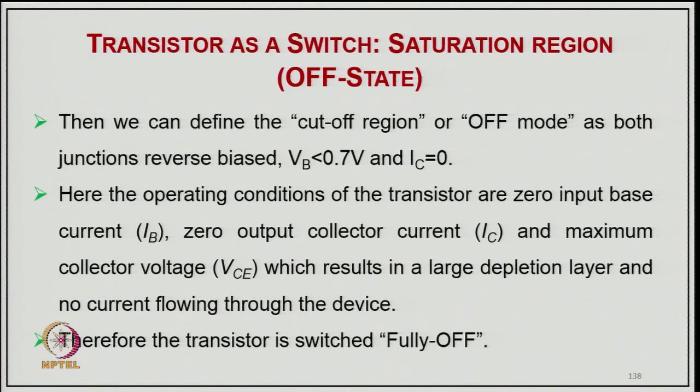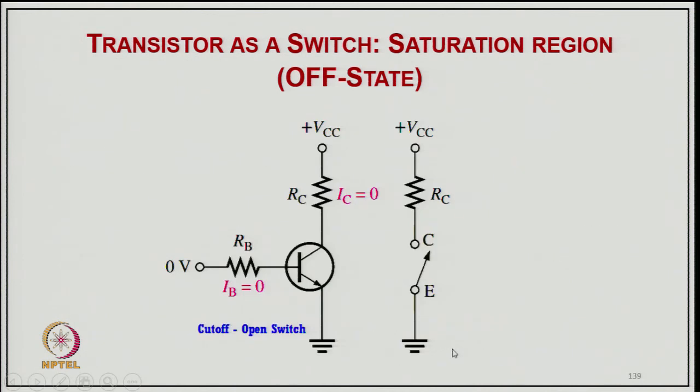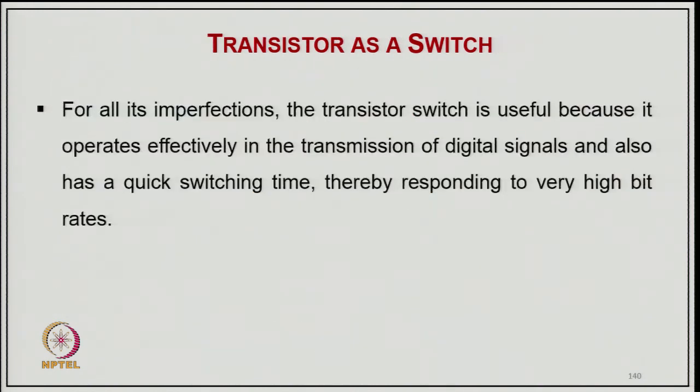Hence, the operating conditions of the transistor are: input current is 0, output collector current is 0, and maximum collector voltage, which results in a large depletion layer and no current flow through the device, and therefore the transistor is considered fully switched off. This is the condition when base current is 0 and collector current is also 0, and this is considered an open switch. So open, and saturation means a closed switch. We are using it in a lot of electronic circuits or power electronic circuits as a switch.